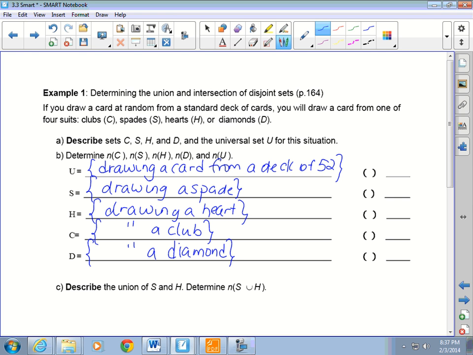The next part, the B part, says determine the number of each of those sets. Remember, to show that in notation, you put a little n, and then the letter that is going to stand for whatever set you're talking about. So for the universal set, that would be 52. For spades, the number of elements is 13. Number of hearts is 13, number of clubs is 13, and number of diamonds is also 13.